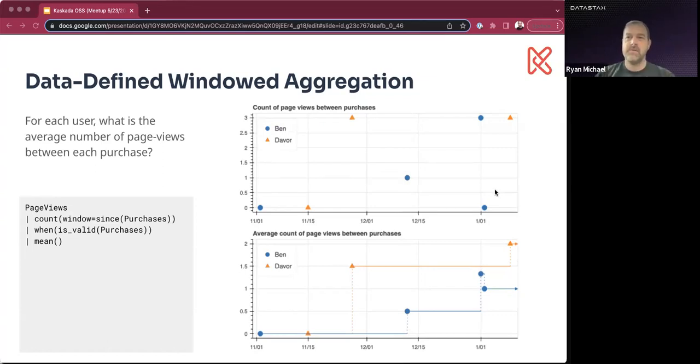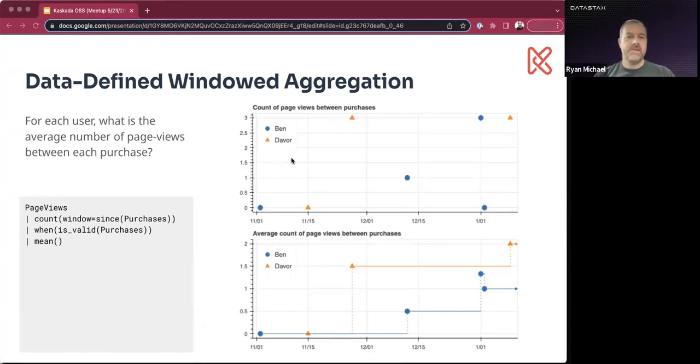I limited that to just the times when there was a purchase. And now I can apply a new aggregation. I can compute the mean, in this case, or the average over time. And this ability to nest these operations is really powerful. And not to go back to the SQL too much, but it's really hard to do in SQL.